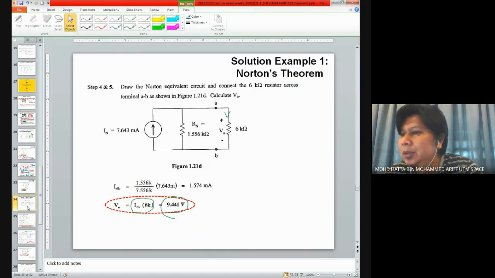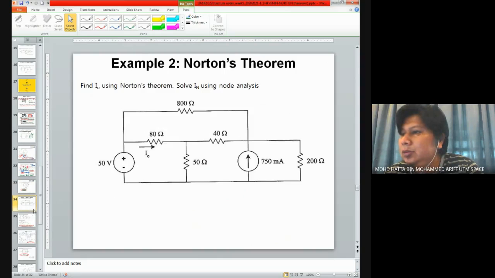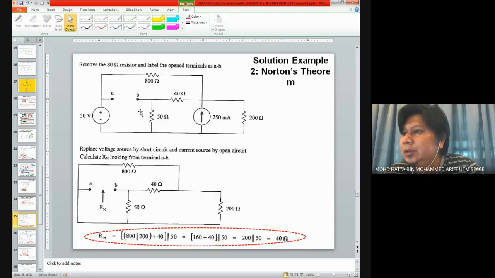So that's for example number 1. Example number 2, you try to use Norton to find IO, and we try to find IN using node analysis. So here, IO is at this resistor, means that this is our open terminal, okay? Maybe you should label this A or B or vice versa. And if you look at the solution, we remove the open terminal first and label it as A and B.